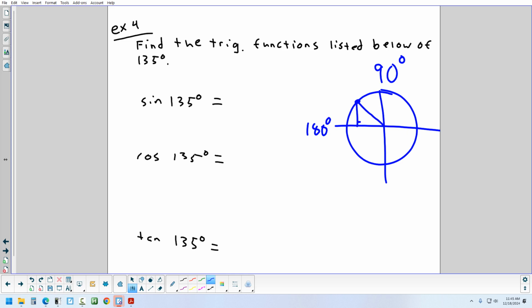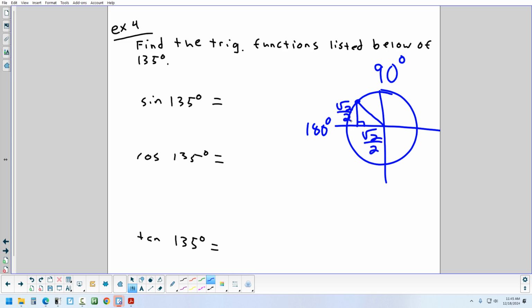So what triangle did we just draw? The 45-45 or the 30-60? 45-45. What is the length of each side in the 45-45? I'm sorry, what is the length of each leg? Root 2 over 2. Each leg is root 2 over 2.